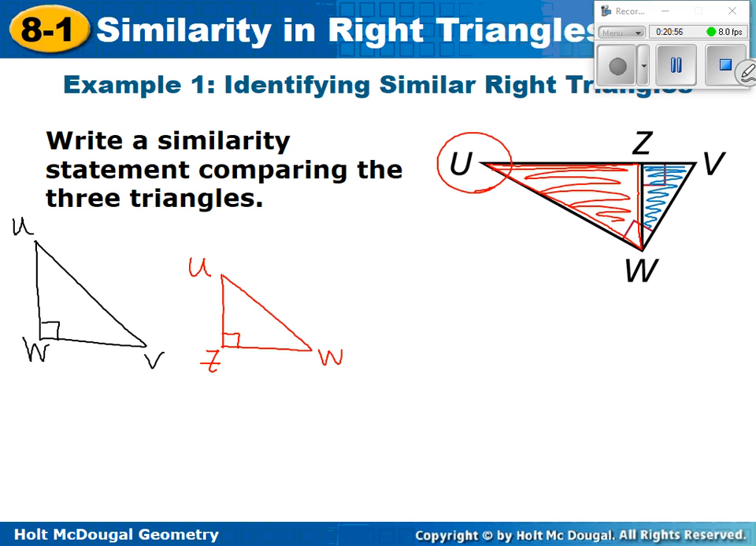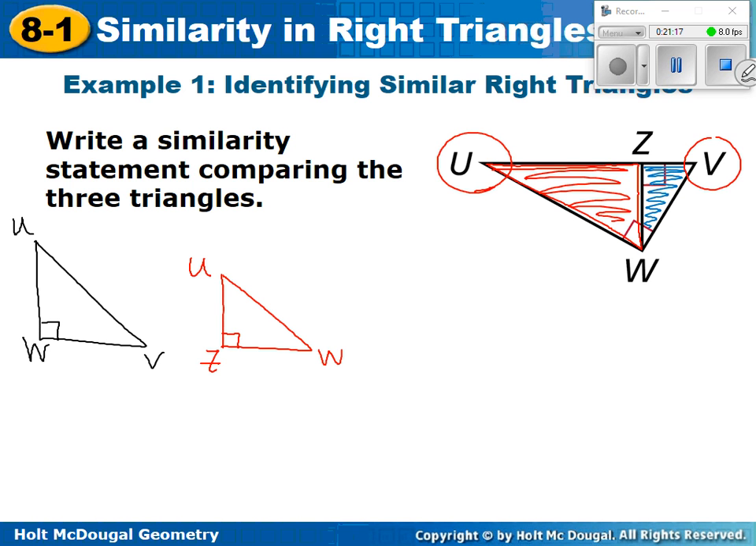Sure. The order in which you name them doesn't matter. What matters is the order in which these letters are matching up. Okay? All right, now I'm going to draw the blue triangle. What angle is the same in the big black triangle and the blue triangle? V. Does everybody agree that this angle does not change in the blue triangle and in the black triangle?